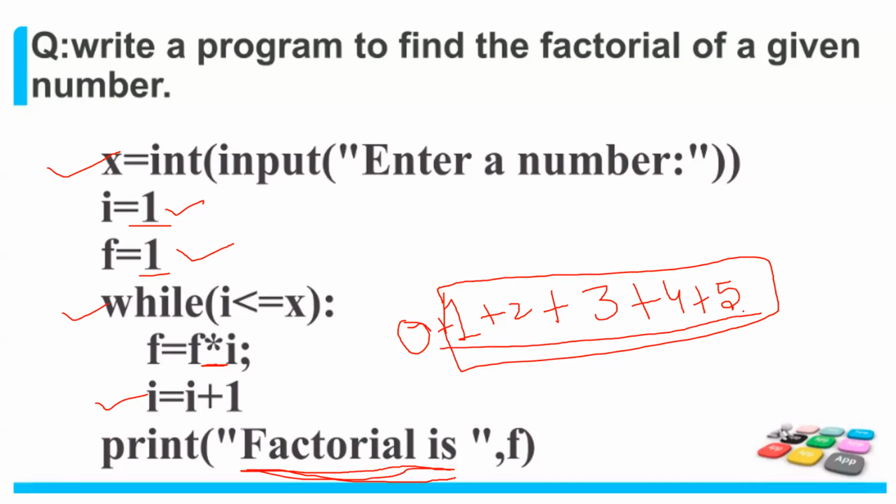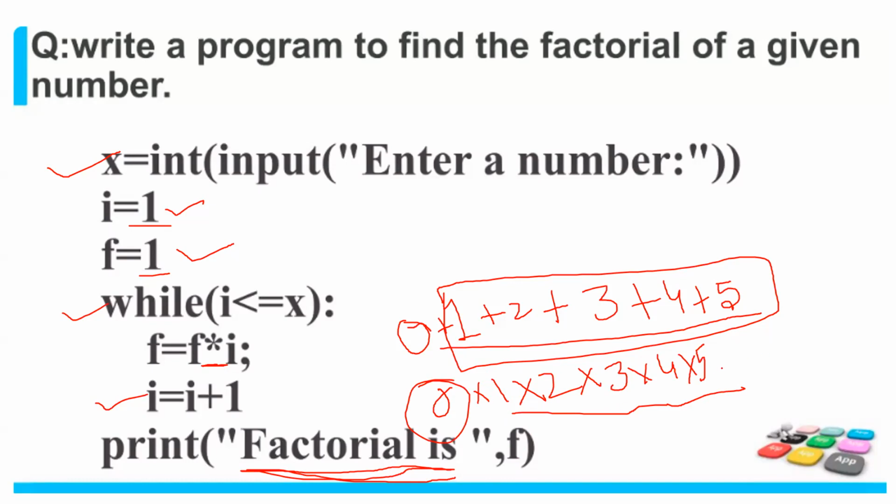Now, in the concept of factorial, if you use 0 as the beginning value, then what will happen? You are going to multiply the entire content with 0. That means you are trying to find the multiplication of 1 into 2 into 3 into 4 into 5, but at the beginning you are multiplying it by 0. So finally what will happen? Everything will become 0.